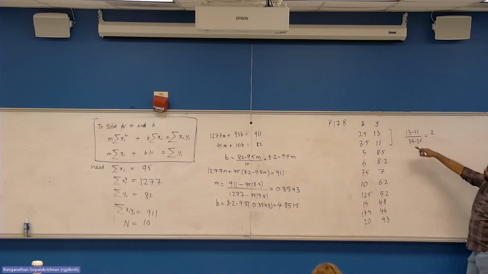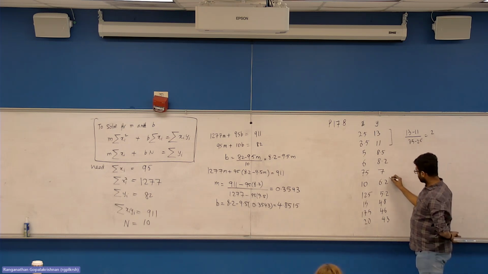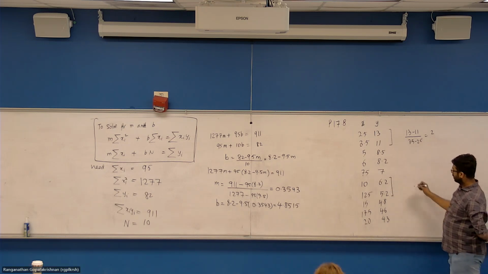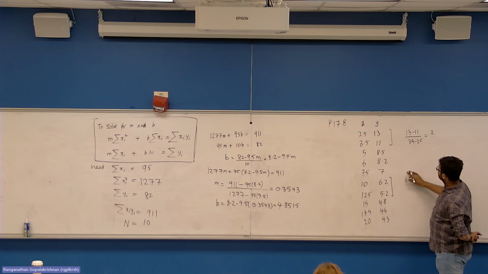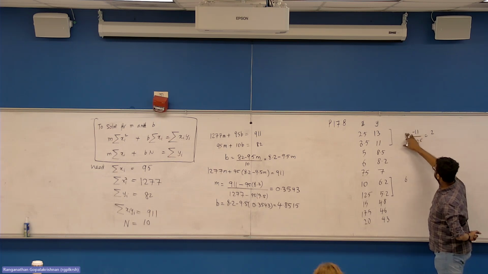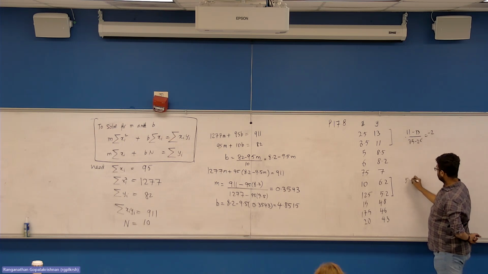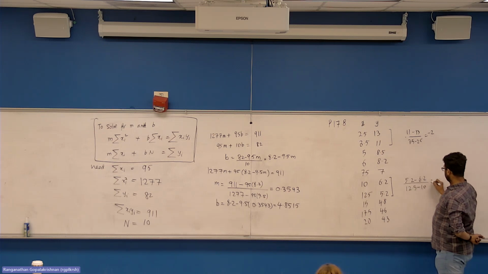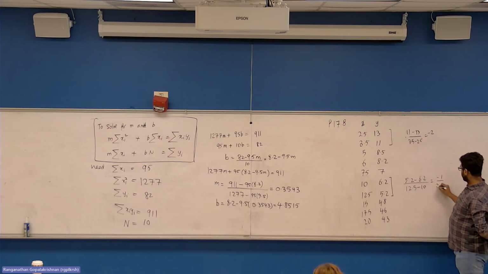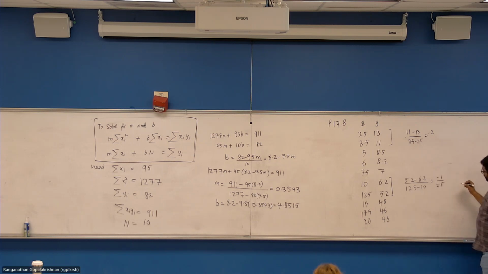Okay, the slope based on the first 2 points is 2. Let's pick any other 2 points. Let's pick these 2 points. You have 6, should do it the other way. 11 minus 13, which will make this minus 2. 5.2 minus 6.2 divided by 12.5 minus 10, which is minus 1 divided by 2.5. This is minus 0.4.